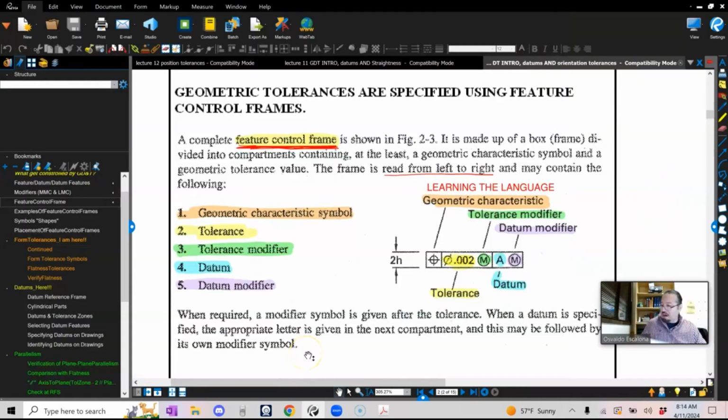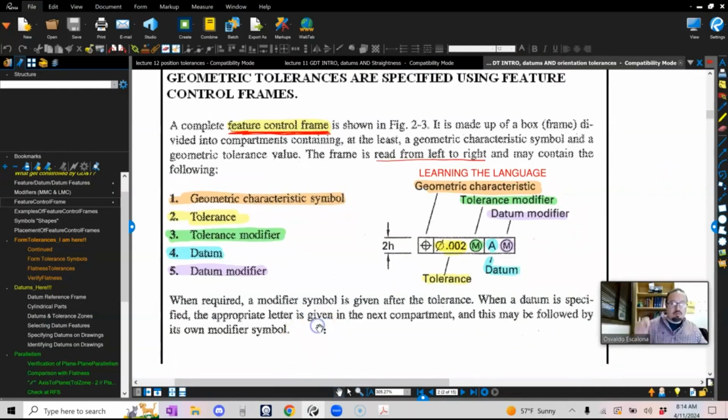The last thing we said is that you speak the language through the feature control frame. You have a geometric characteristic symbol, a tolerance, and a modifier. By the way, we also talked about the modifiers: maximum material condition, least material condition, and regardless of feature size. You have to put a datum, especially if you're going to relate to something else.